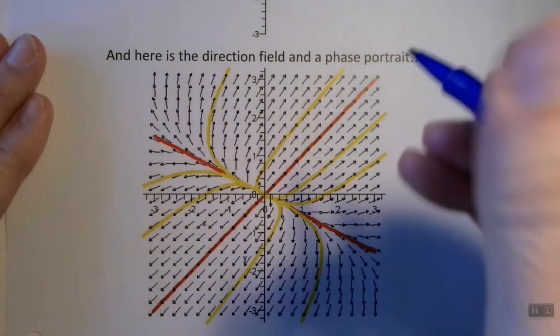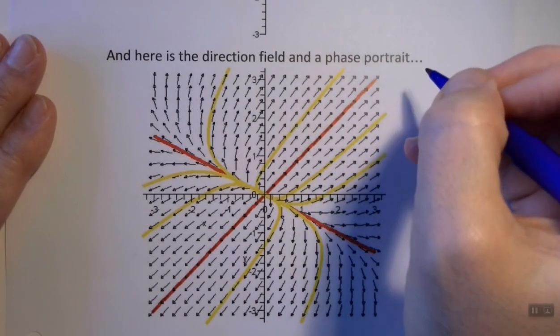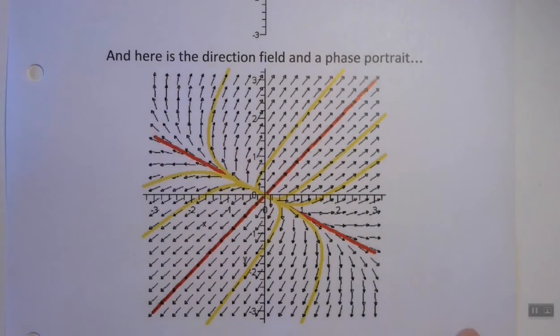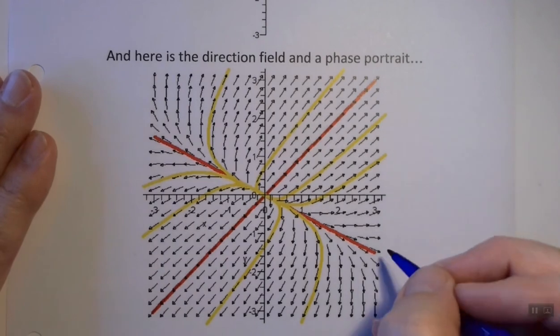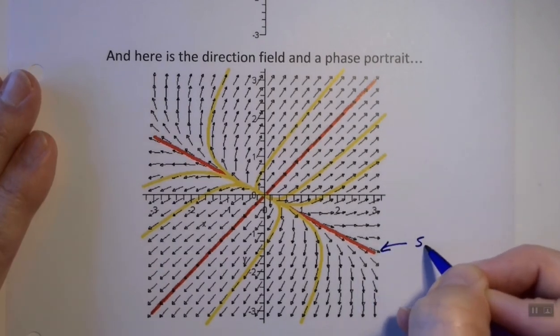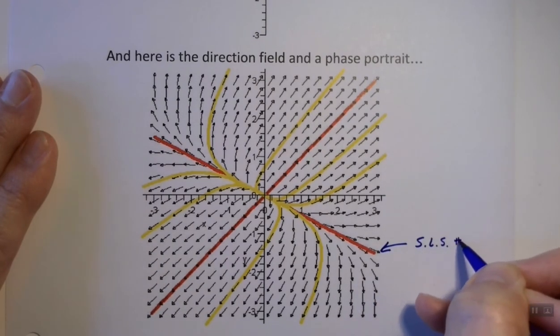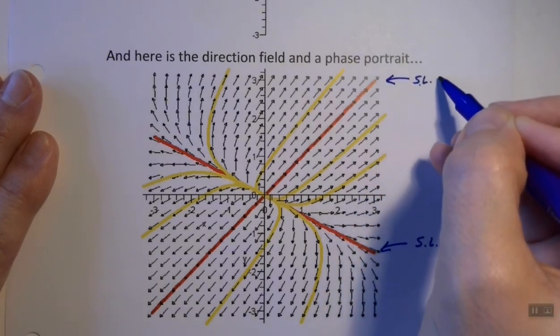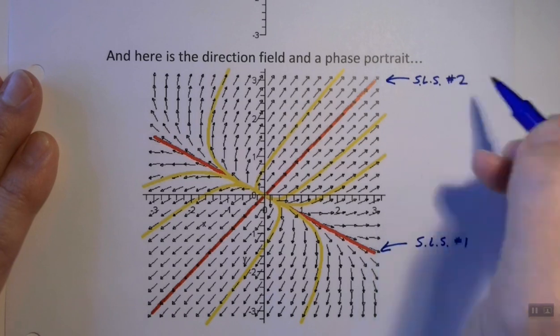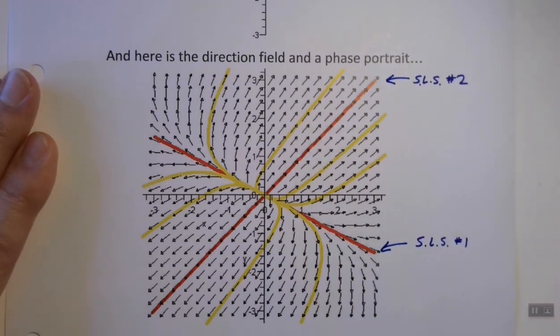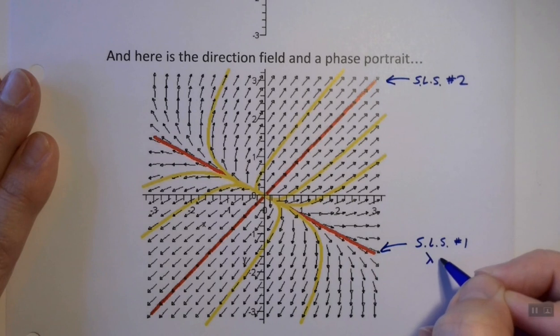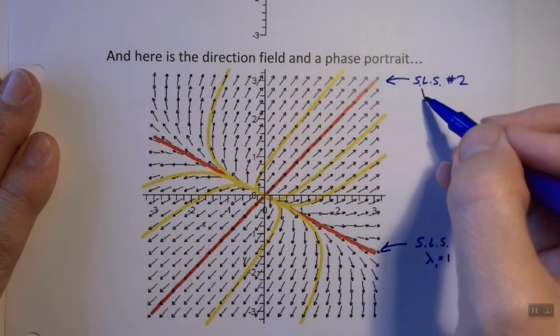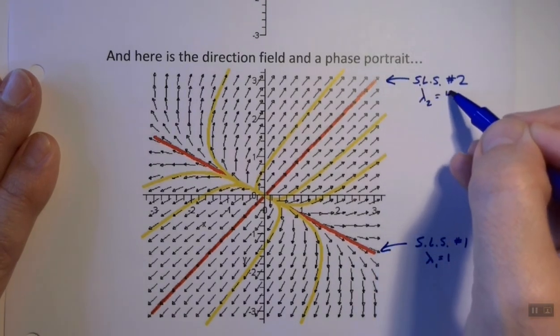And so this one was our straight line solution. Which one was number 1? Which one was number 2 here? Number 1 was with the eigenvalue of 1, so it's going to be this guy here. So this must be straight line solution number 1, and this one must be straight line solution number 2. And just a reminder, this was with lambda equals 1, and up here this is where lambda equals 4.